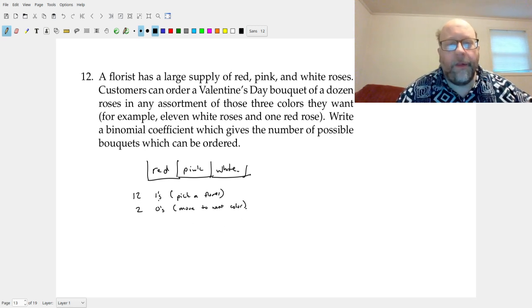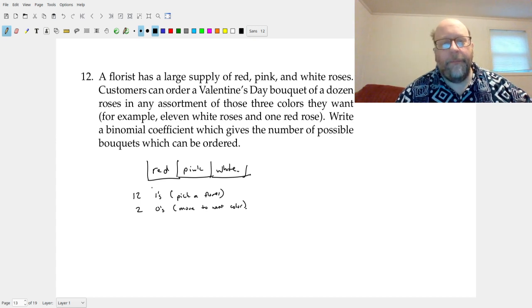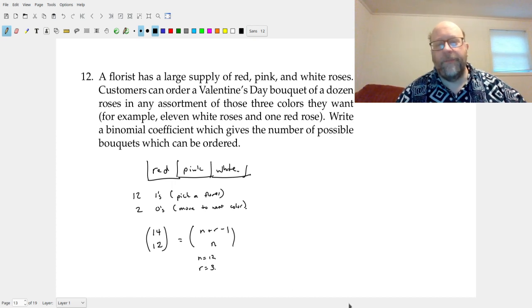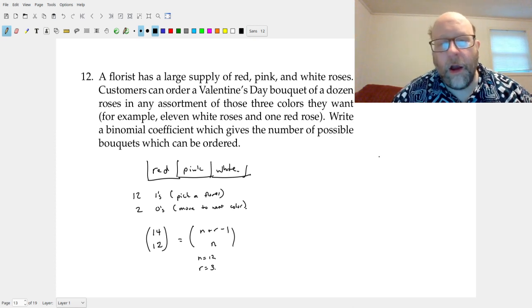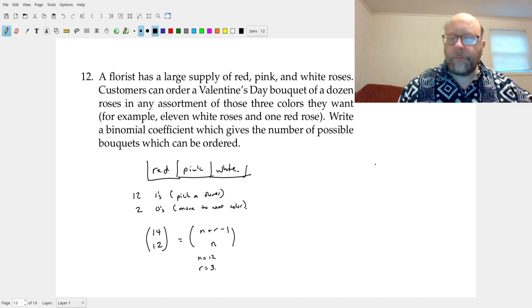Okay, and so my program to pick this bouquet will have 14 spaces with which 12 will be ones. 14 choose 12. This is consistent with the formula n plus r minus 1 choose n, where n is 12 and r is 3. There are 3 bins and 12 roses to be picked from. All right. So that's that problem. Let's move on.